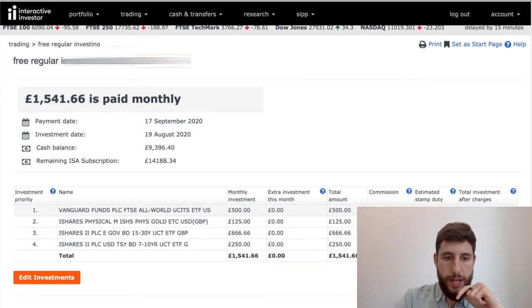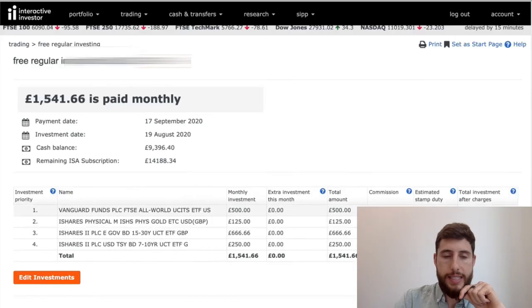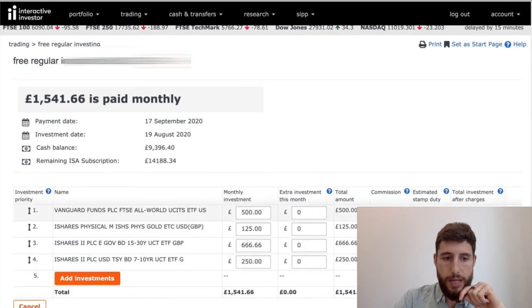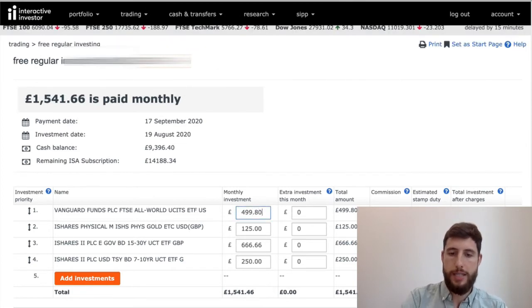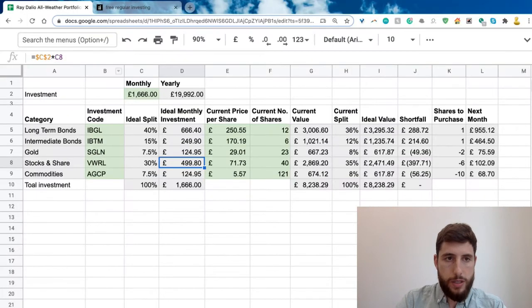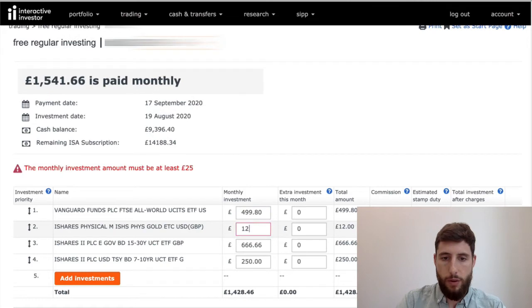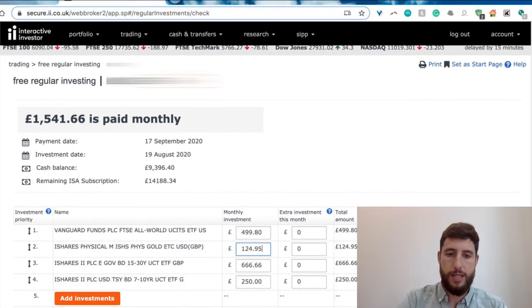And here it's saying that we've got the FTSE All-World, this is the stock market investment, at 500 each month, and we look, what's it saying? 499.80, so broadly the same. We can actually change that. If we want to be really exact, we can say 499.80. Okay. Physical gold, what's that going to be? 124.95, right? Well, we can change that if we want to, make it precise if we want to.